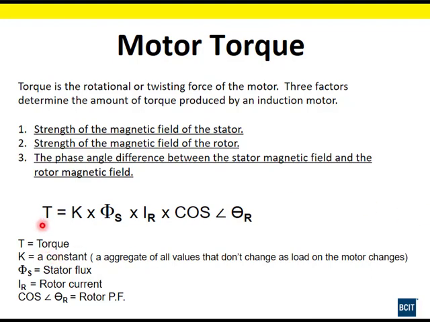So when we look here, we have torque equals K. This is just a constant, an aggregate of values that don't change as the load increases and decreases for the motor. We have the stator flux here, and that's going to be influenced by the increase and decrease of current in the rotor. And we have the rotor current here. That rotor current is going to determine the strength of the rotor flux. And then we have the power factor of the rotor here. We're going to look at what relationship the rotor power factor has with the phase angle between the stator and the rotor magnetic field.